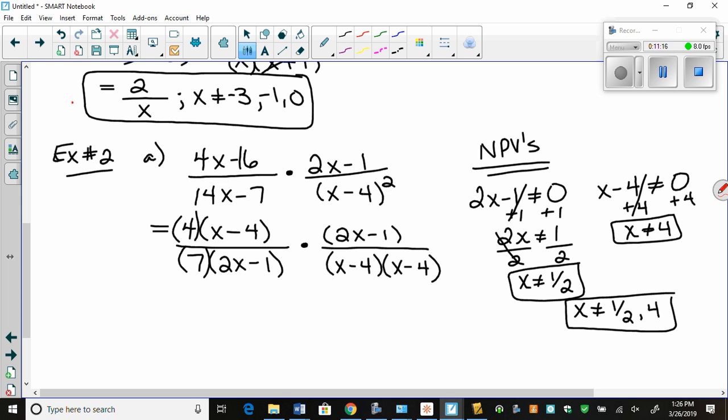So x minus 4, there's how many in the numerator? There's 1 in the numerator, and you can only cross off one of them in the denominator. It's a 1-for-1 deal.